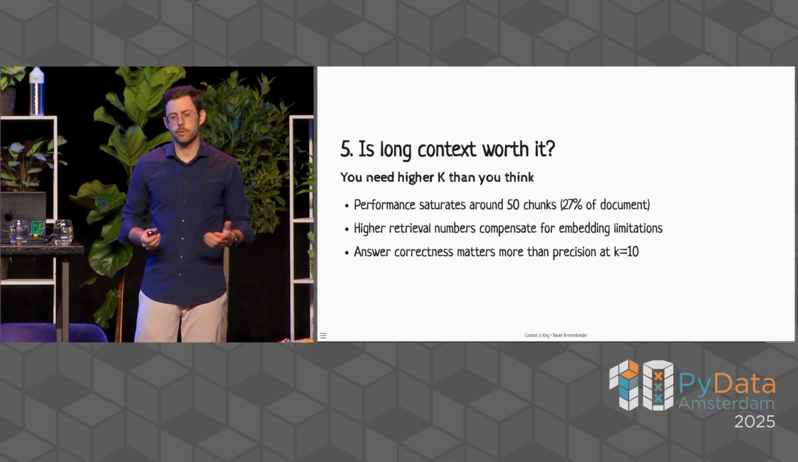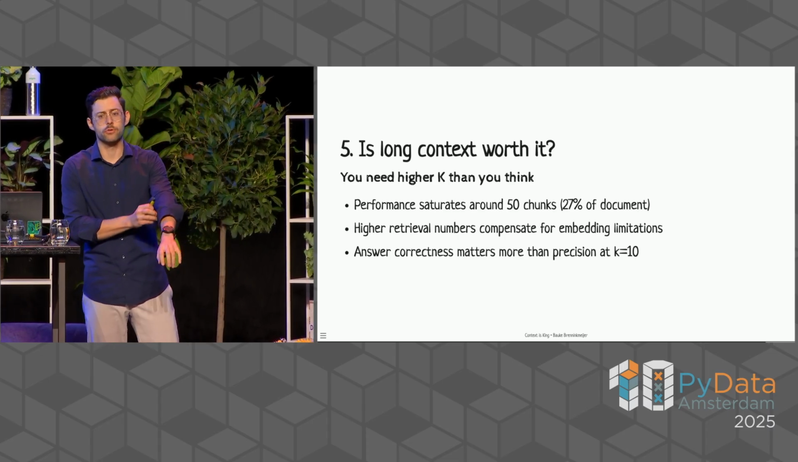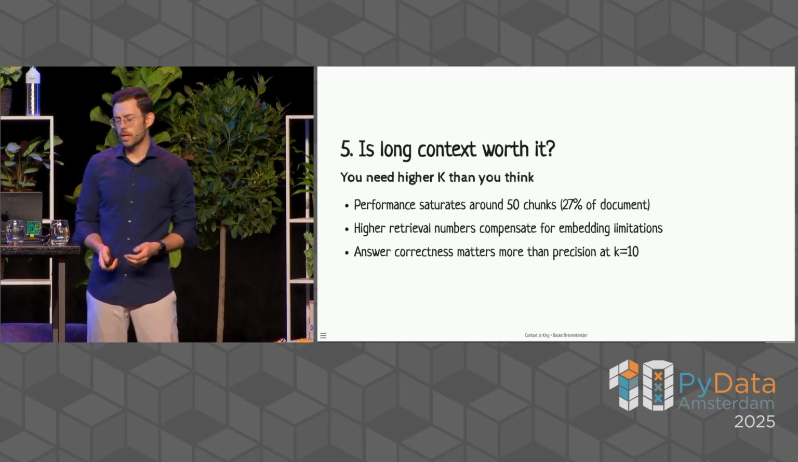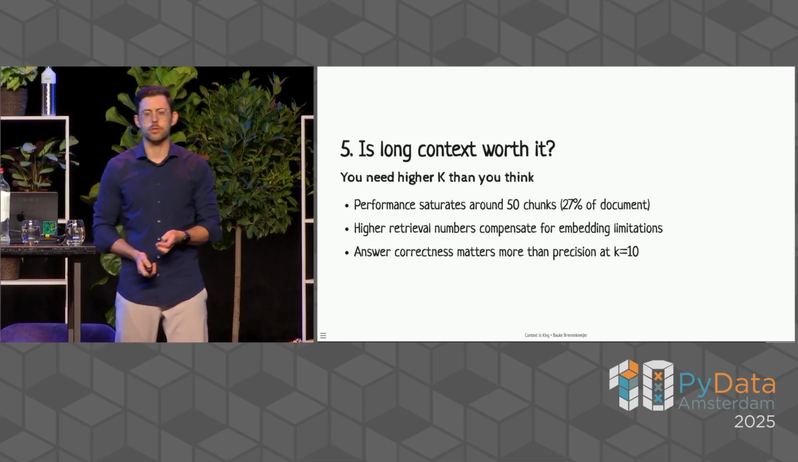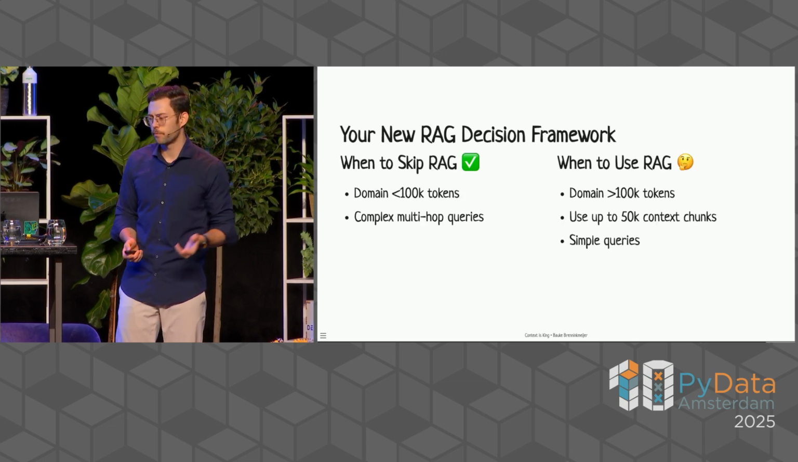And so the limitations of the embedding search, or whatever search you are using, can be compensated a little bit by just retrieving a lot more. And obviously, answer correctness in the end matters a lot more than these retrieval metrics. While they are important, they are not the end goal.